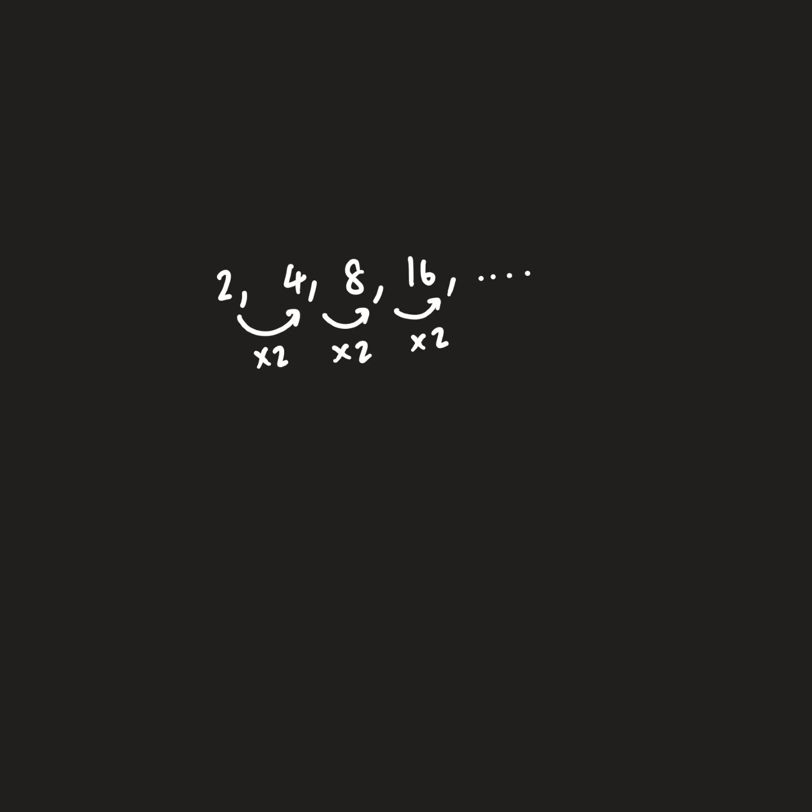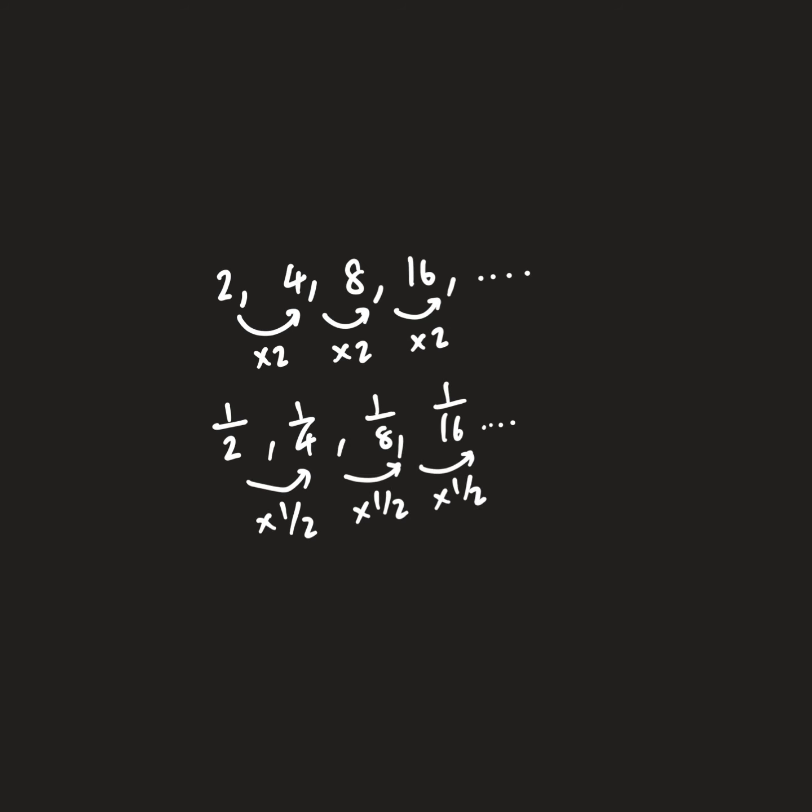Now let's consider a different sequence: 1/2, 1/4, 1/8, 1/16, so on and so forth. What do you observe? I multiply by 1/2 to obtain the next term. So this leads me to define what is a geometric progression. It is a sequence of numbers such that the ratio between every pair of consecutive terms is a constant number.